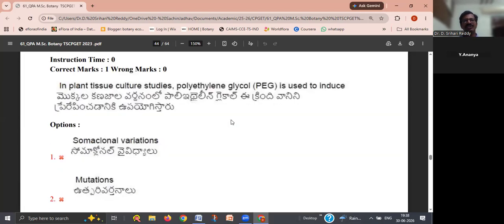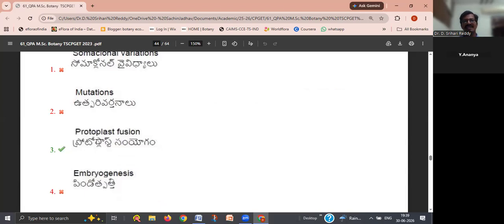Next, in plant tissue culture studies, polyethylene glycol, also called PEG, is used to induce. So we know that in the presence of polyethylene glycol, there is a fusion of the protoplast that takes place. Protoplast fusion, that is the right answer. PEG or polyethylene glycol induces the fusion of the protoplast.